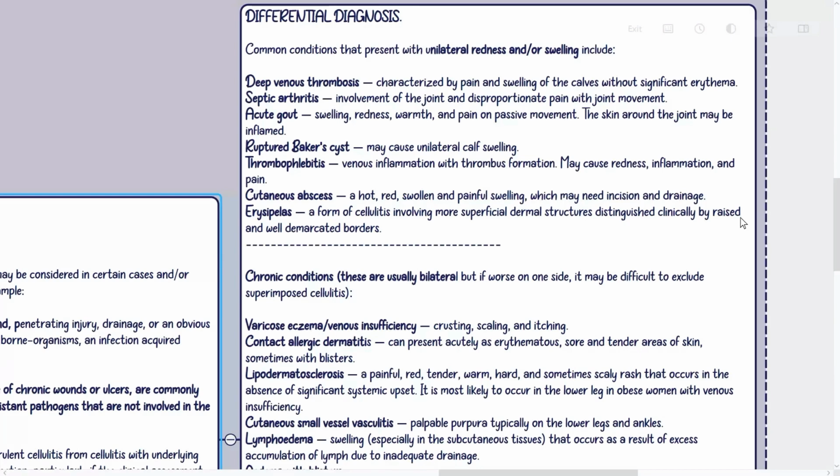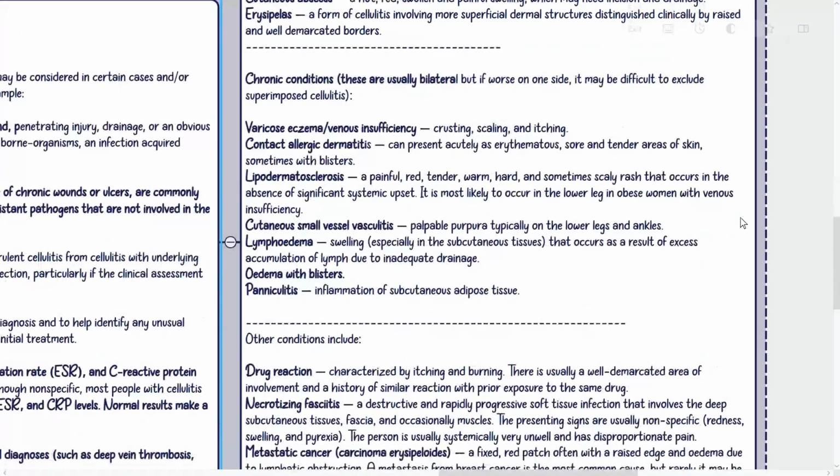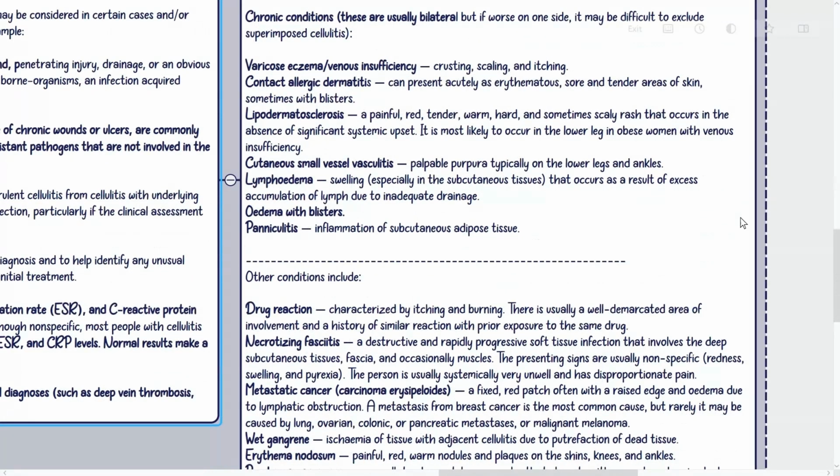Thrombophlebitis, venous inflammation with thrombus formation, may cause redness, inflammation, and pain. Cutaneous abscess, a hot, red, swollen, and painful swelling, which may need incision and drainage. Erysipelas, a form of cellulitis involving more superficial dermal structures distinguished clinically by raised and well-demarcated borders. Chronic conditions: these are usually bilateral, but if worse on one side, it may be difficult to exclude superimposed cellulitis.